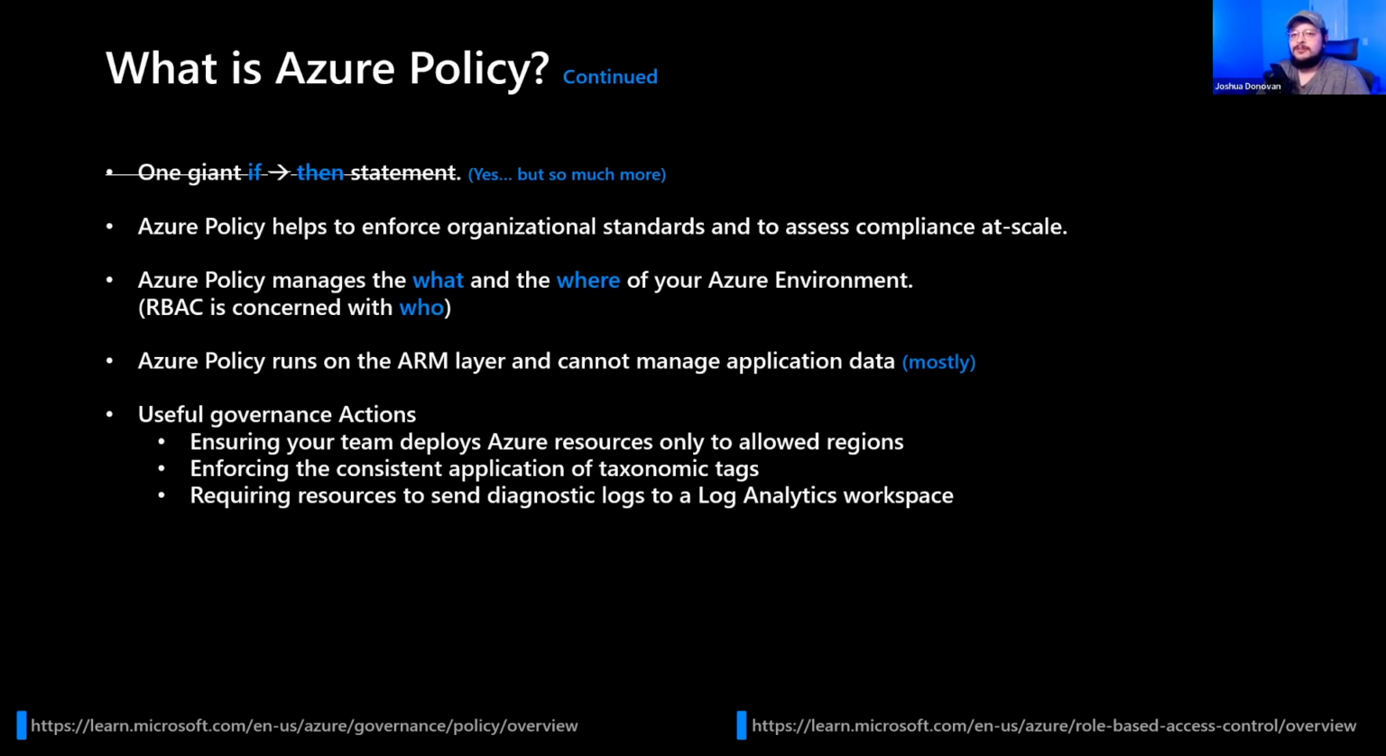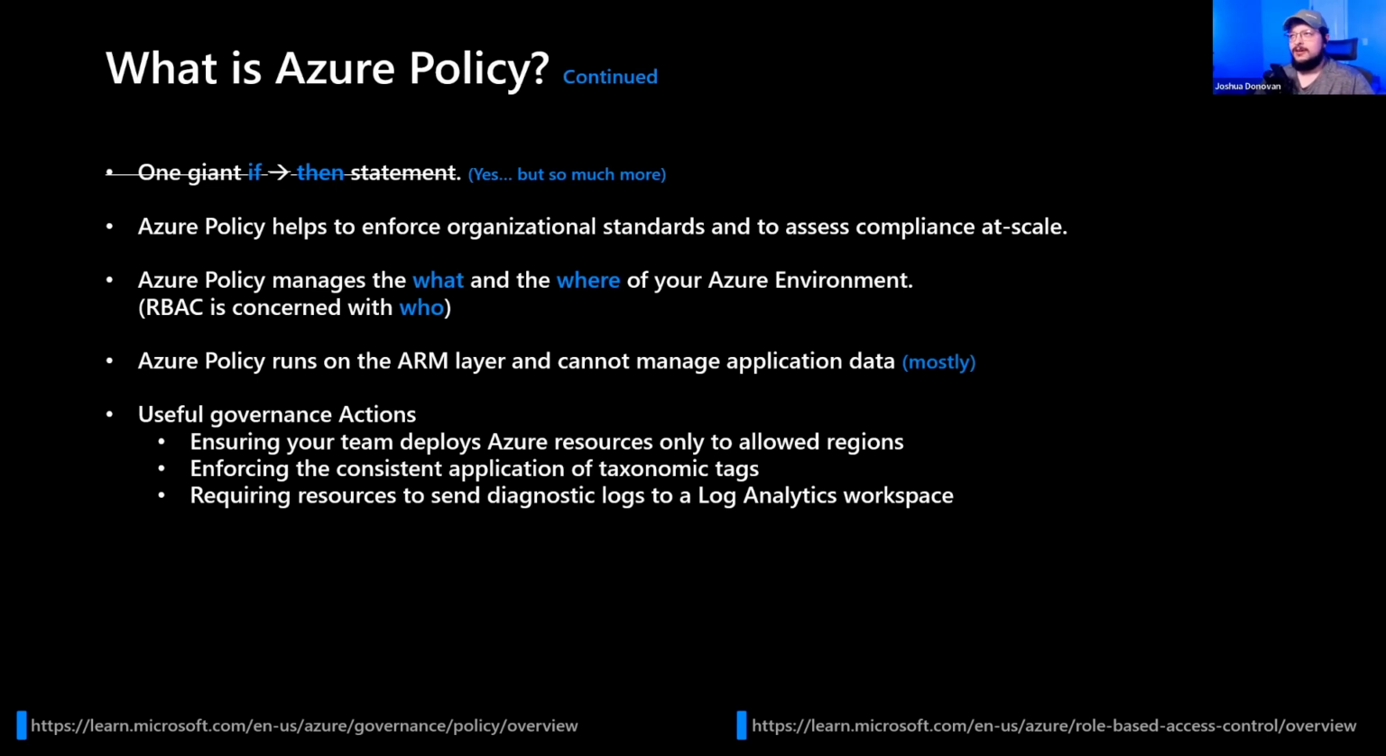Just as a conceptual thing, Azure Policy runs on the ARM layer, so Azure Resource Manager layer. You can think of this as the layer that you submit your ARM templates or your deployments to. So Azure Policy can basically affect just about anything that you submit through an ARM template, so any sort of deployments and things like that. Azure Policy cannot manage your application data. Mostly, there's a couple of exceptions. But for the most part, it can't access your application data. So if you're thinking, ooh, can Azure Policy help me delete my VM snapshots every 30 days? That's going to be more in the automation space. That's not really something that Azure Policy can handle.